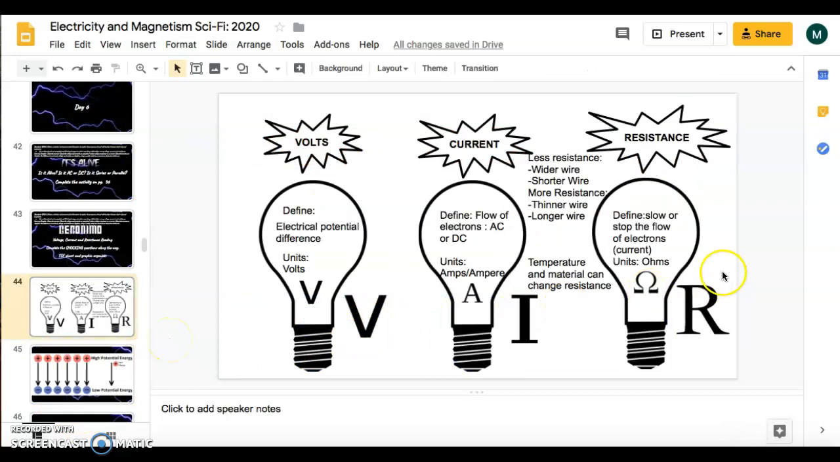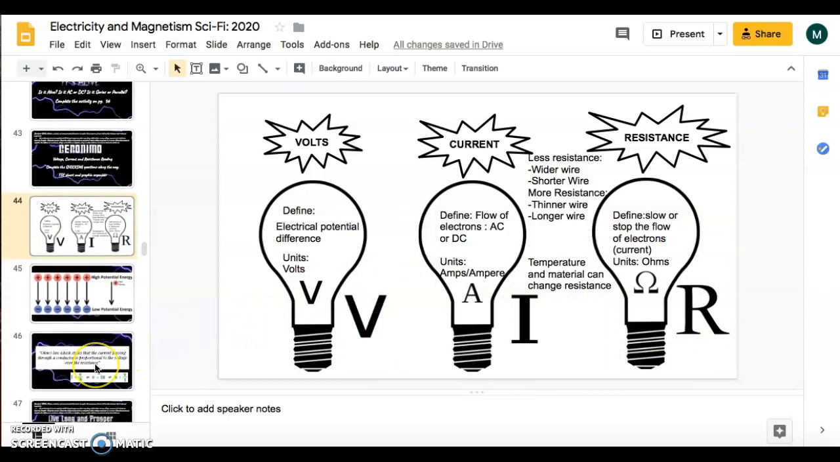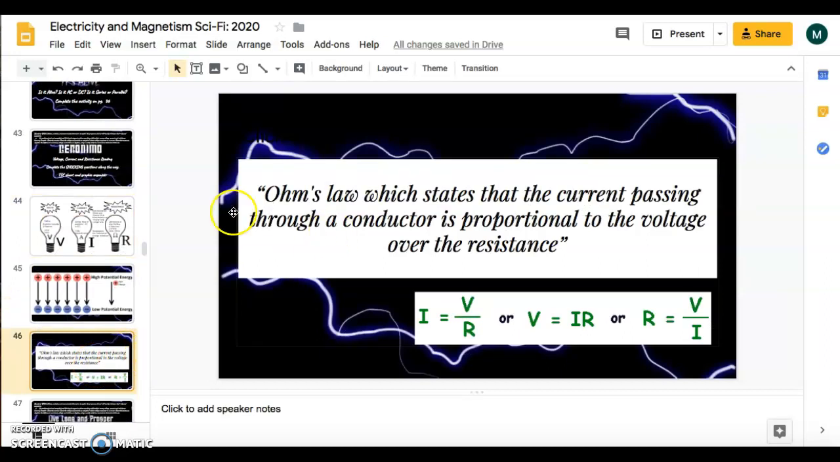Now, what we want to try to do is use this VIR, or in other words, Ohm's law, to actually be able to calculate voltage, current, and resistance. Now, Ohm's law states that the current passing through a conductor is proportional to the voltage over the resistance. In other words, I, which is your current, is equal to the voltage divided by the resistance. Or we're going to use this middle one here. We're going to use multiplication. Voltage equals I multiplied by R. So voltage equals current times the resistance.